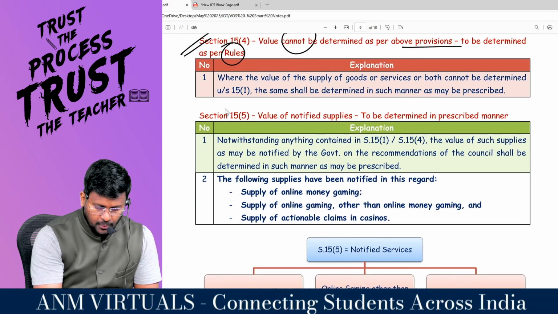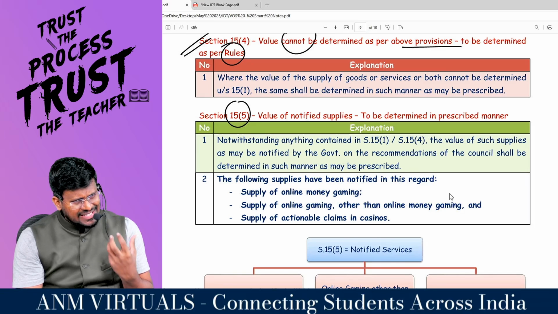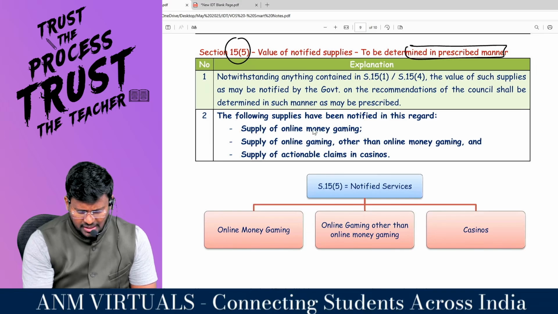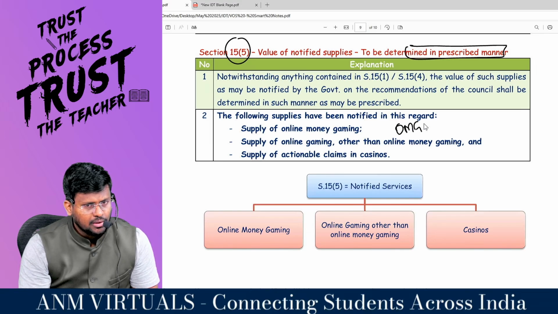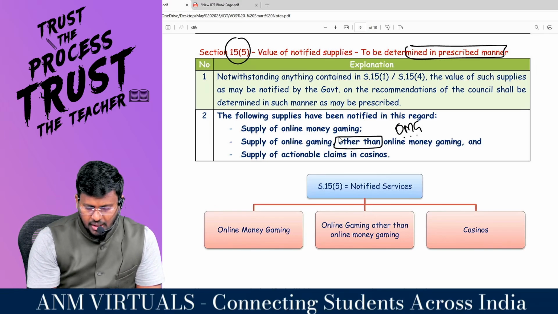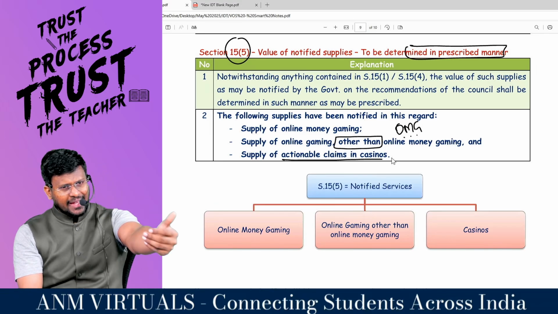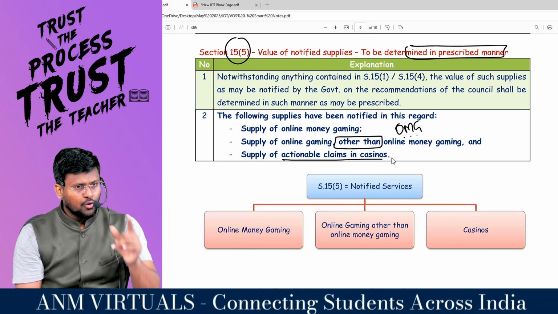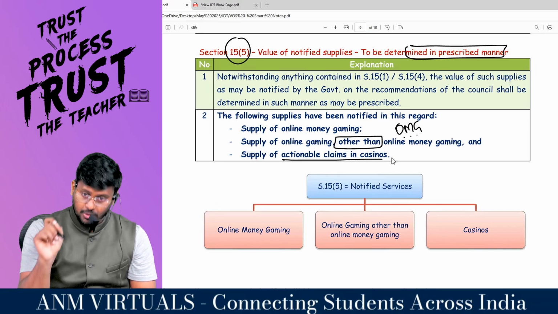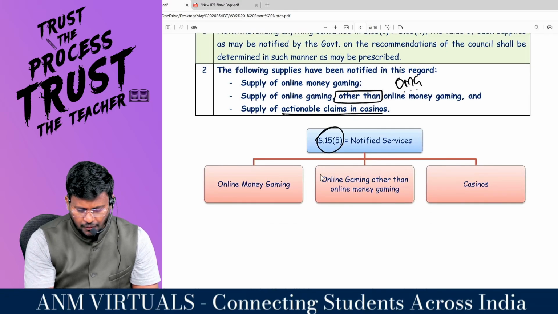That's it, game over. Then with regard to 15.5, value of certain supplies will be determined in the prescribed manner. For example, if you are a supplier of online money gaming, or online gaming other than online money gaming, and supply of actionable claims in casinos. If you are a supplier of these specified items, for that, transaction value is not equal to assessable value. We will tell you what is the assessable value. On that, you are supposed to pay the GST. That's what they are saying, these 15.5 notified services.